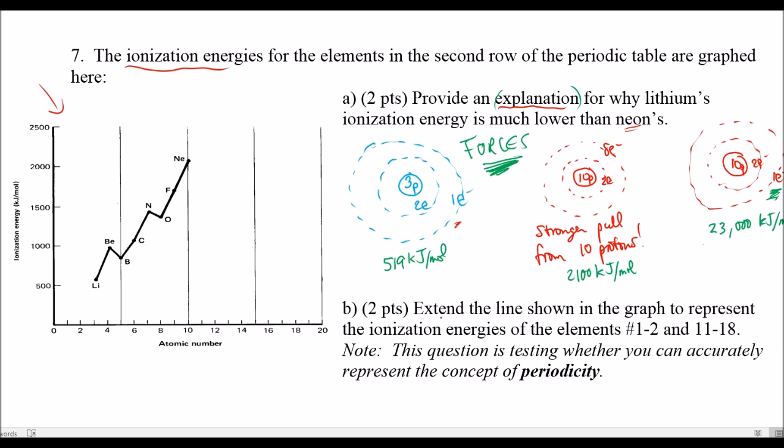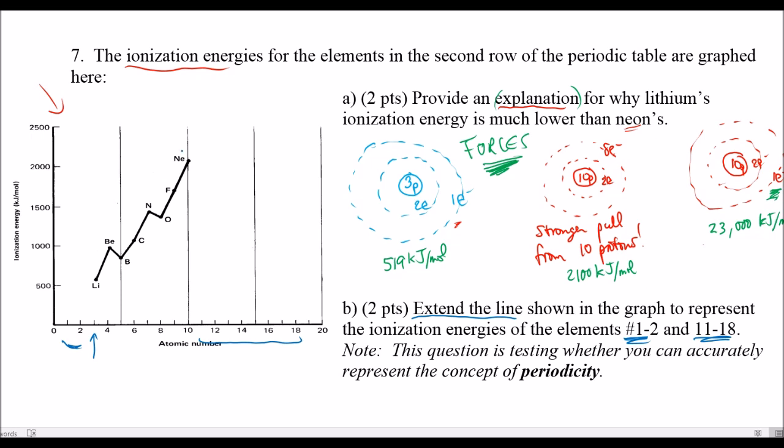7b asks you to extend the line in 2 directions. Elements 1, 2, elements 11 to 18. So you can see there's room here in the beginning, because lithium is element number 3. So there's elements 1 and 2 to precede it. And then room here to continue the graph to higher atomic numbers. So that's what it's asking you to do.